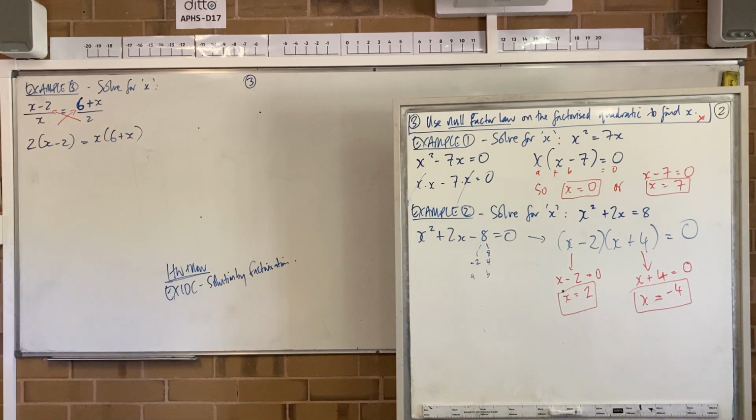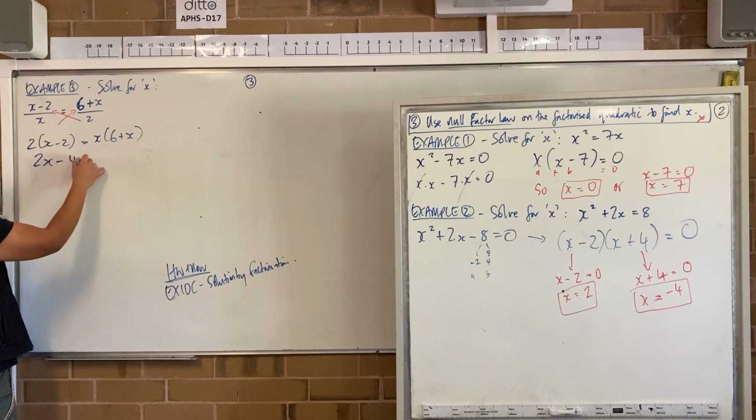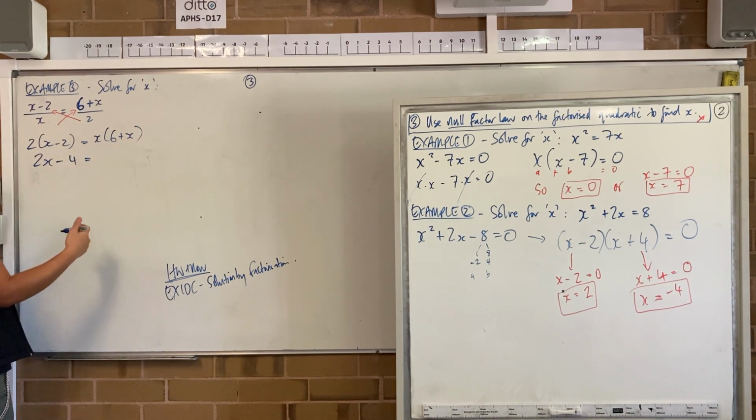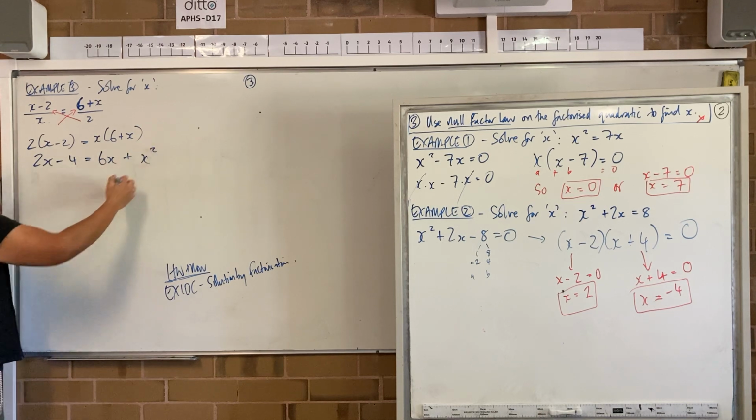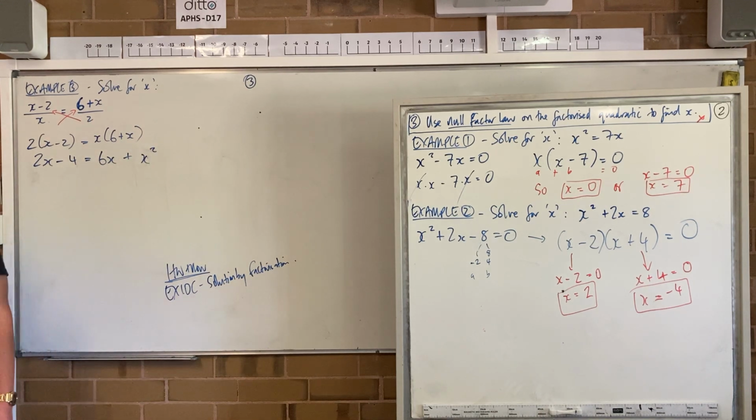Are there brackets here? Can I expand those brackets? If I've got 2 times by x, what do I have? If I have 2 times by -2, what do I have? -4. If I have x times by 6, what do I have? If I have x times by x, what do I have? Is this a quadratic? Is there a squared somewhere? Yeah. Can I rearrange it to look more like a quadratic?